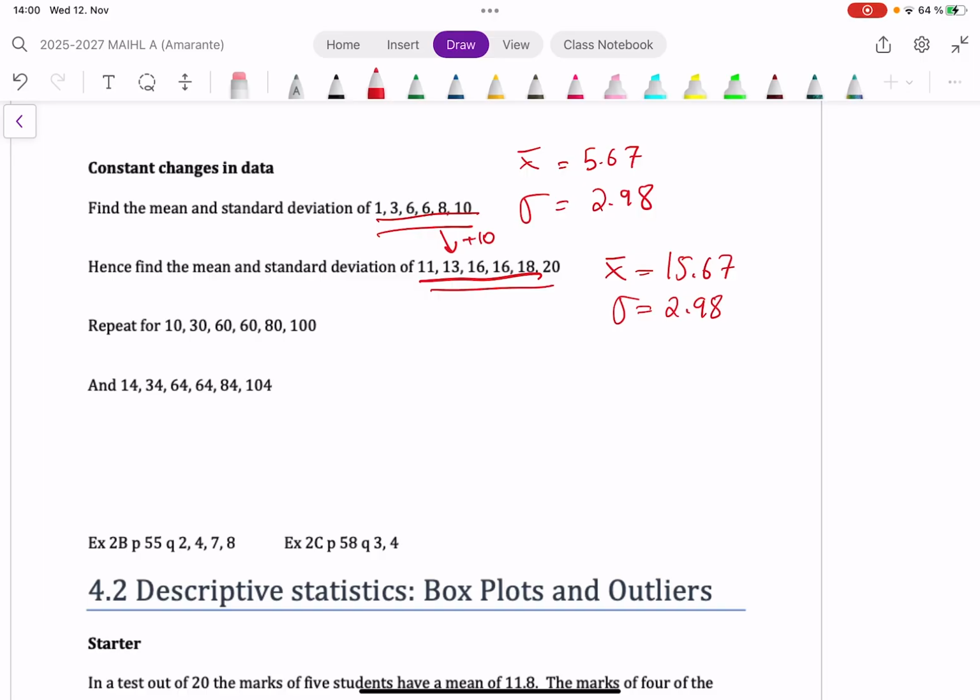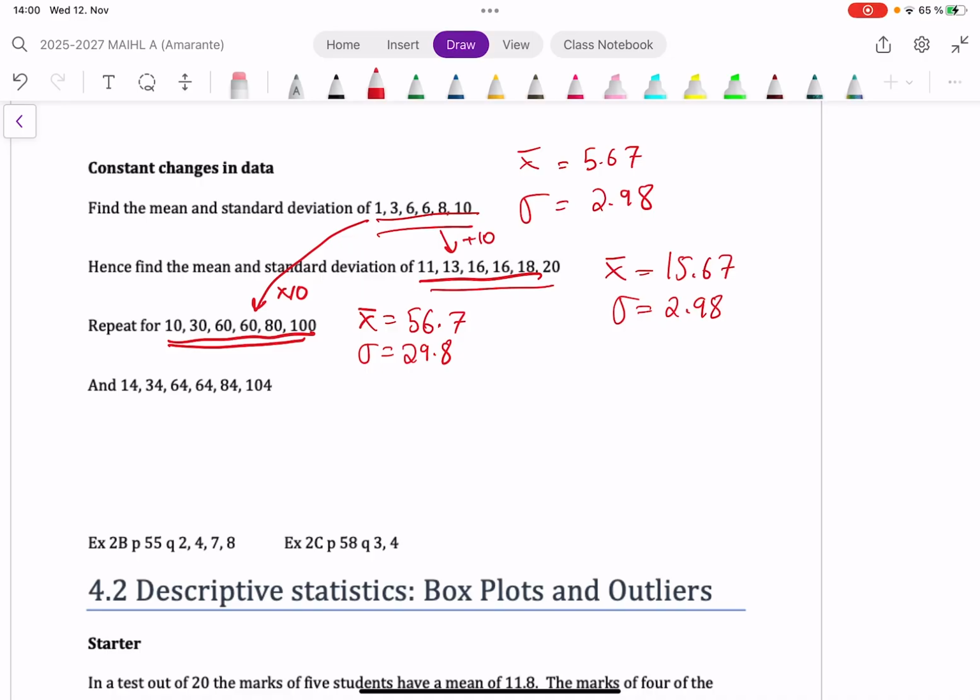So then let's look at, well, what happens with this? How does this compare to our original one? This one and this one, I notice, oh, they all have an extra 0, so it's times 10. And if I find the mean of this one, it's going to be 56.7, which is 10 times as big as the original. And the standard deviation will be 29.8, which is also 10 times the original. So I notice addition only affects the mean, but multiplication affects both the mean and the standard deviation.